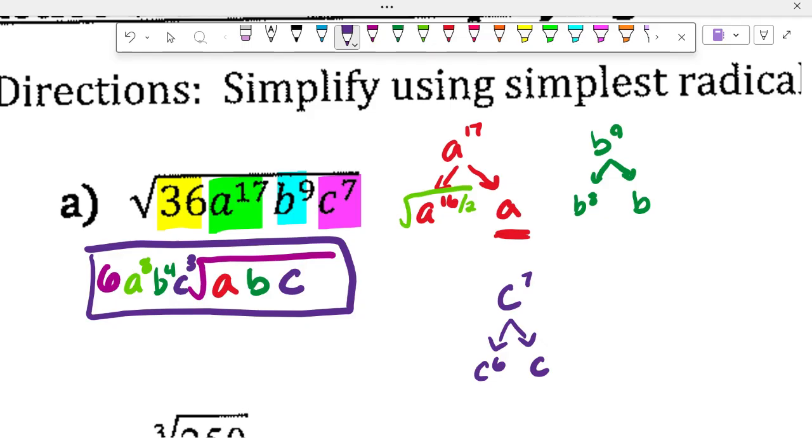So that's how I think about it, guys. I just do one part at a time. So I do the number by itself, I do each variable by itself, and then you just combine everything at the end.